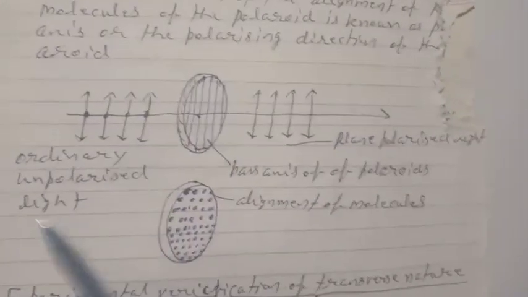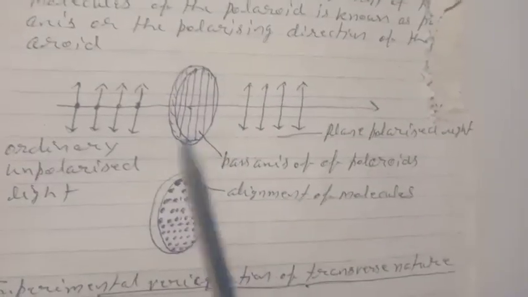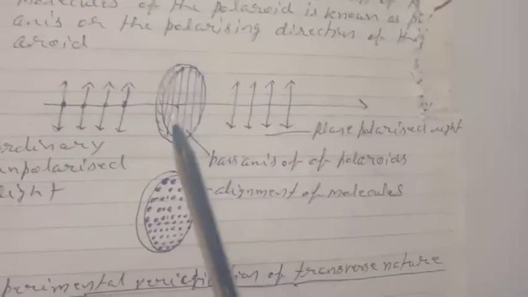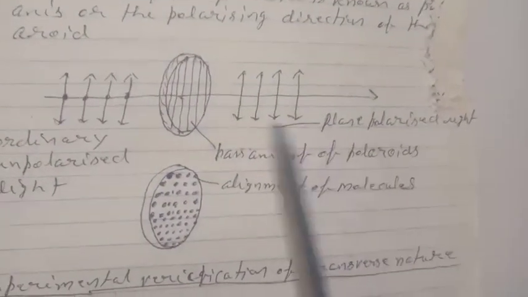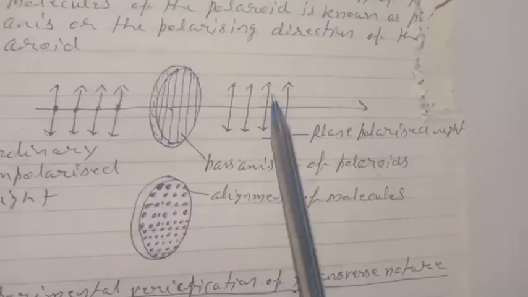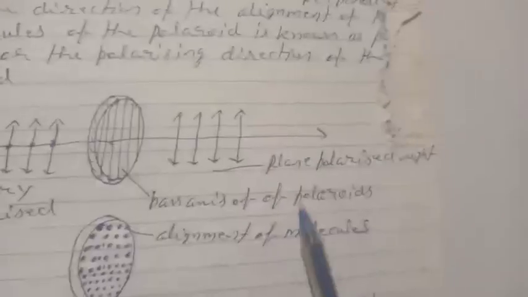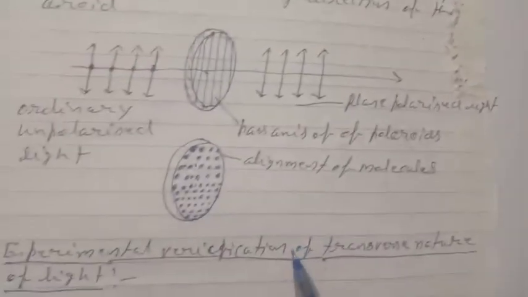Here an ordinary unpolarized light is passing through this Polaroid, and this is the pass axis of the Polaroid. After passing through this, the light becomes plane polarized. That is, light starts to vibrate only in this plane, and so this is called plane polarized light.